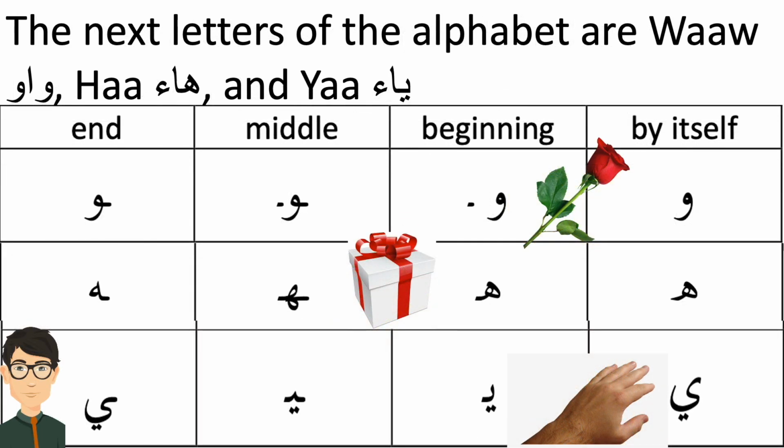The next letters of the Arabic alphabet are Waw, Ha, and Ya. Waw is the equivalent of the English letter W. Ha is the equivalent of the English letter H, not to be confused with the Ha sound that we introduced earlier. That one is a little throaty and deeper. This one is an exact match with the letter H. And Ya is the equivalent of the English letter Y. They have the same sound. And this is what they look like in all four forms.